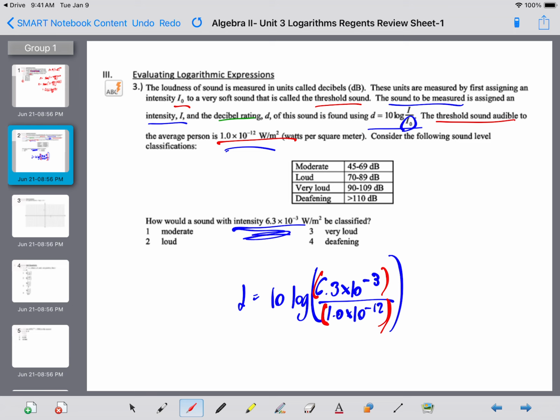Okay, I'm putting this on my calculator, making sure everything's right. And you end up getting 97.99340549. 97 is in between 90 and 109, which is very loud. Okay?